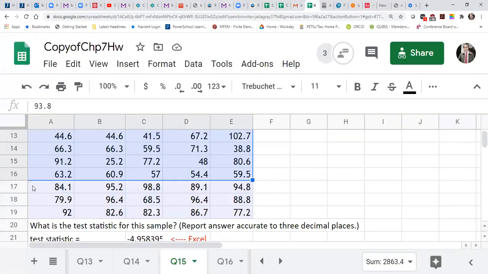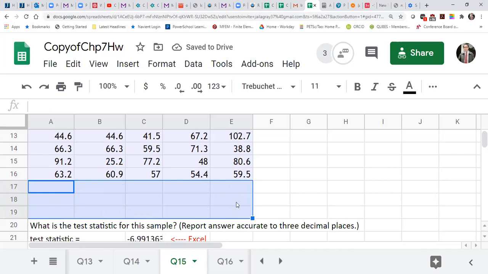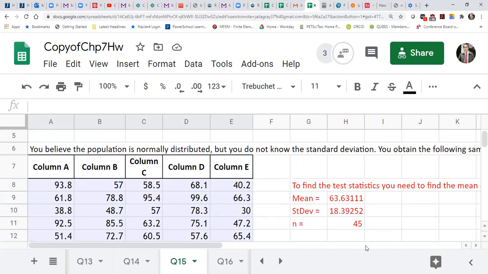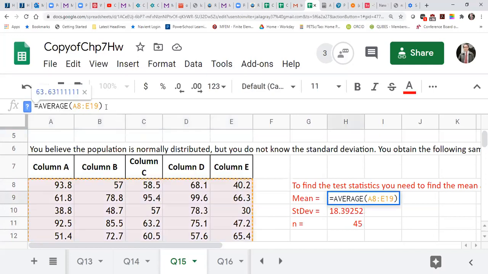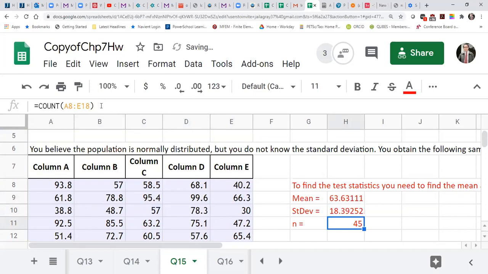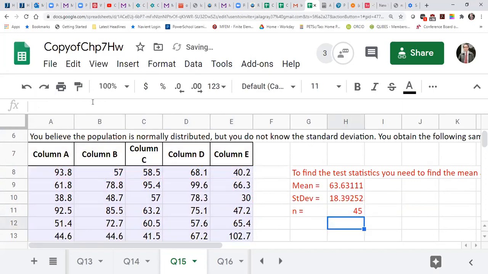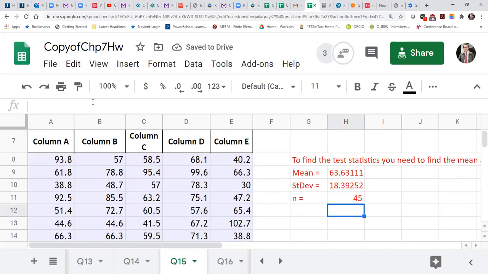Okay, right there. So you have extra data here, so you can highlight it, and then press the delete button. Now you can see the data is from row 8 to row 16. So that means this one you need to change to 16. This also 16. This also 16. Yeah, 16, 16, 16.